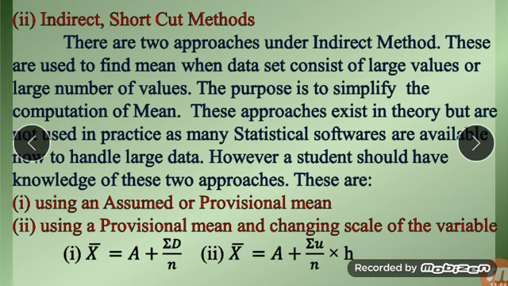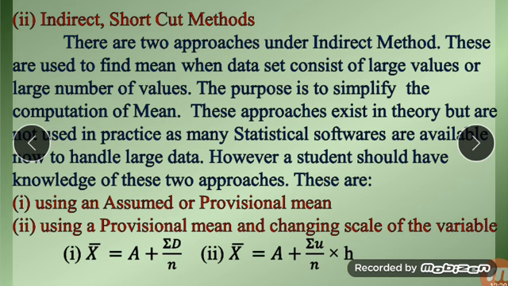But since we now have statistical software which has made calculations easy, this method does not anymore exist in practice. It's just in theory, but we must have the knowledge of these two indirect methods as well.